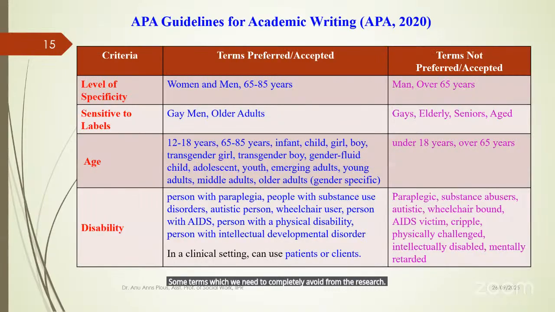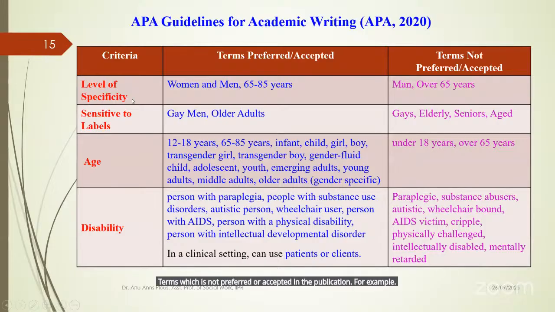So we are going to the first one, reduce bias by language. In that, the first one is level of specificity. Here in this table, I have given three sections. First one is the criteria, second one is the preferred or accepted term, and the third section is the terms which are not preferred or accepted in publication.